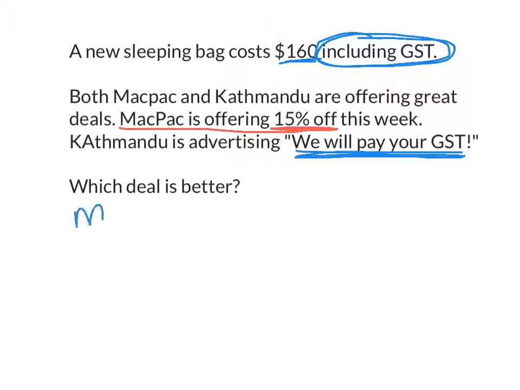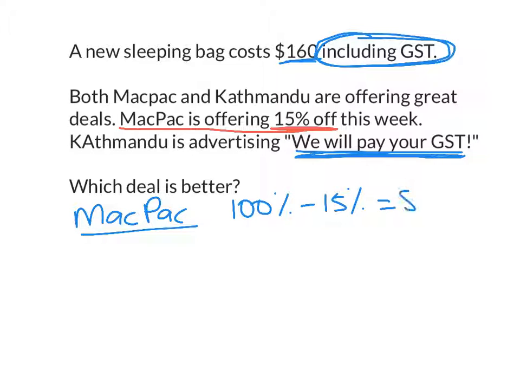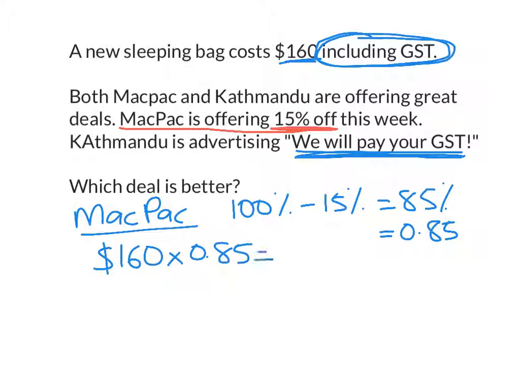So let's look first at Macpac. 15% off means a 15% discount. So 100% minus 15% is 85%. Converting that to a decimal, we get 0.85. So the Macpac price is going to be $160 times 0.85. And to the nearest dollar and cent, what do I get? 160 times 0.85 is equal to $136.